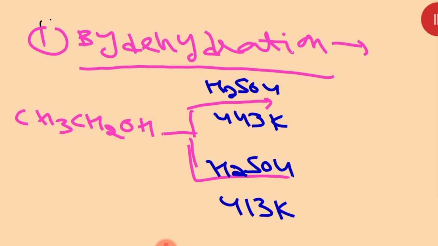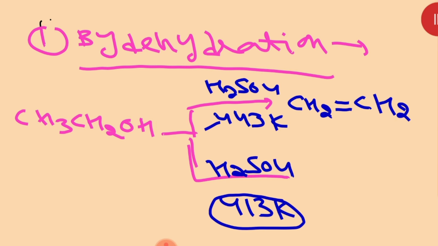Student, you have to remember this, beta. Just remember one thing: when we are giving the reaction with 443 Kelvin, what are we getting? We are simply removing the water molecule and we will get an alkene. What will we get? Alkene. But when the temperature is 413 Kelvin, then at that time we have to use 2 moles of the alcohol.